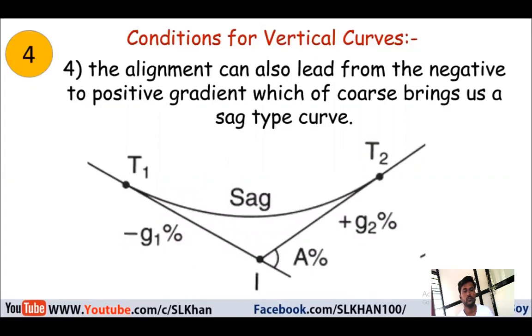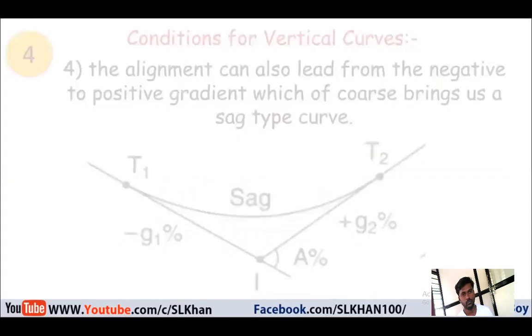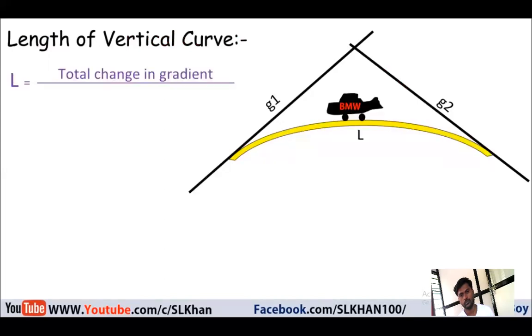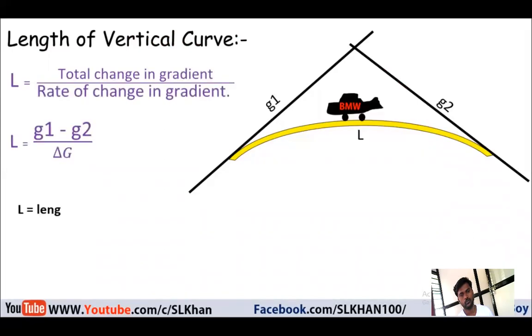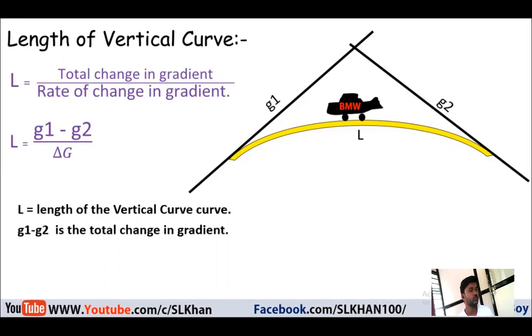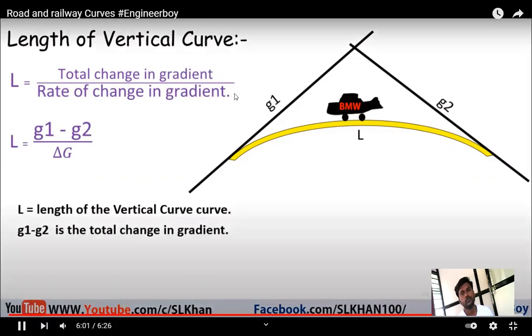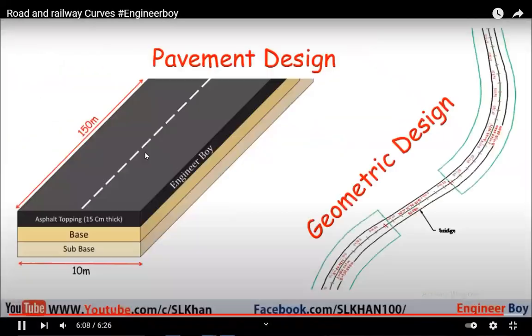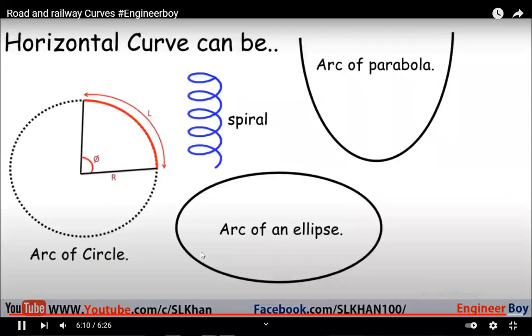The length of a vertical curve can be determined with the help of the given formula. The length L equals (G1 minus G2) divided by delta G, where G1 minus G2 is the total change in gradient and delta G equals the rate of change in gradient. And that's it. So this was a short presentation about the road curves.